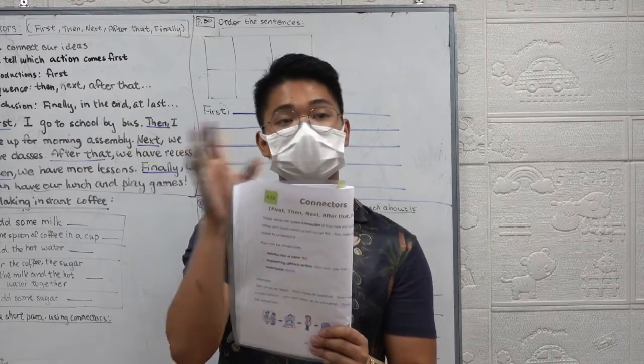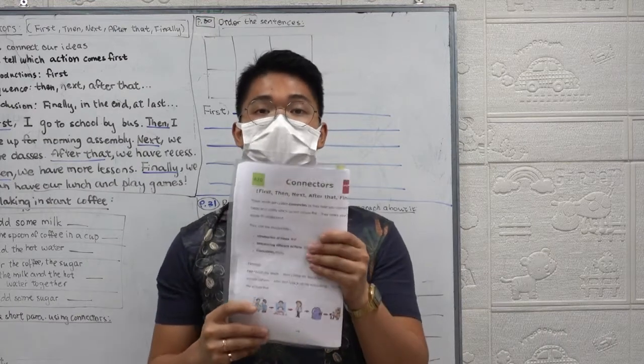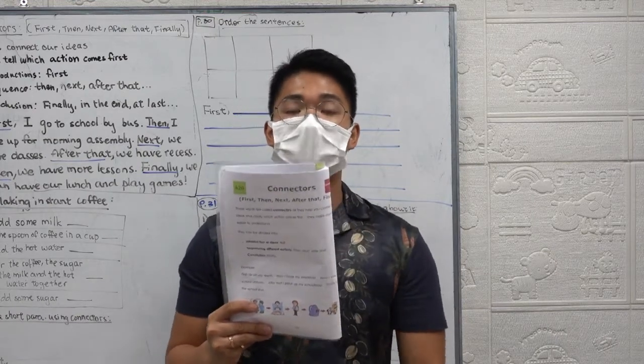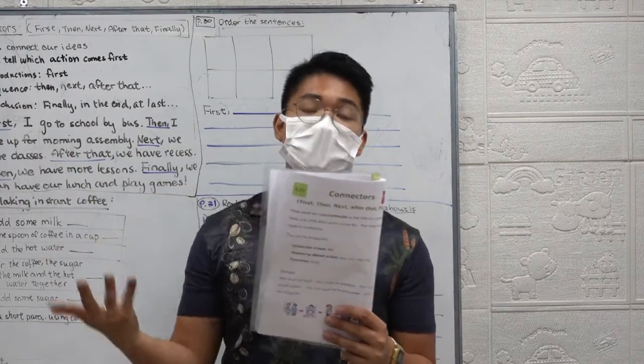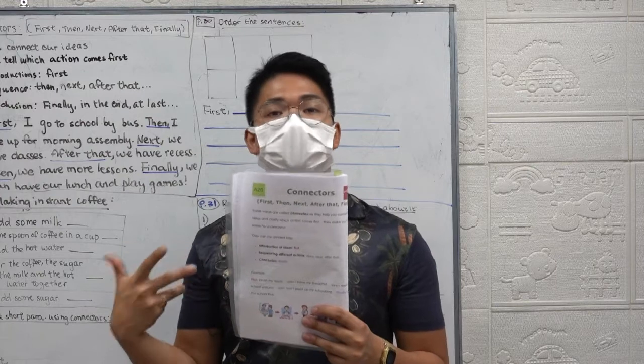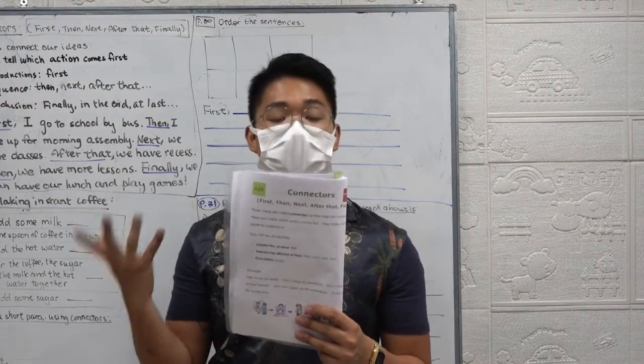C-O-N-N-E-C-T-O-R-S. Now you know the word connect, right? Connect means to put two things together into one nice thing. Now connectors are similar in English, right? So instead of things, we have different sentences, right? So even if they all end in a full stop, so there's one sentence, two sentences, maybe even 10 sentences or even 100, you can connect all of those sentences into one big idea. So connectors help us connect different ideas in a whole passage, okay?